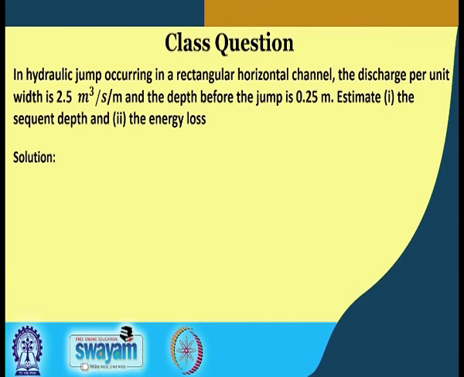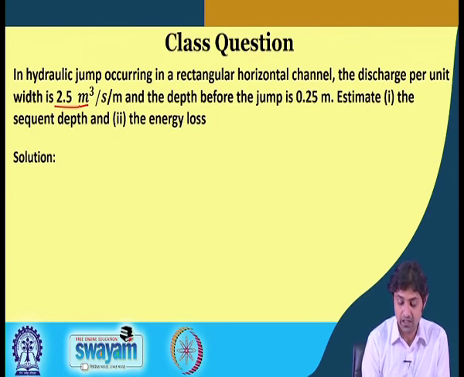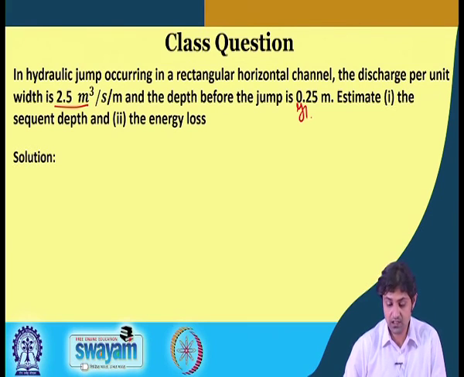So, the question is: in a hydraulic jump occurring in a rectangular horizontal channel, the discharge per unit width is 2.5 meter cube per second per meter. So, we have been given the discharge per unit width, small q, and we already know y1. Now, it is asking to estimate the sequent depth and the energy loss.